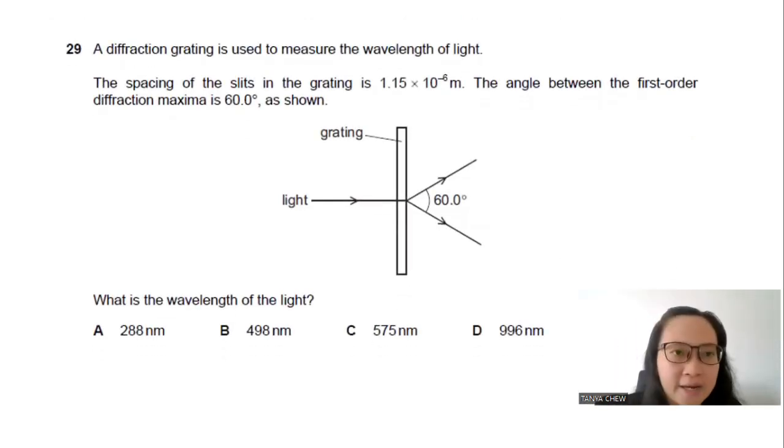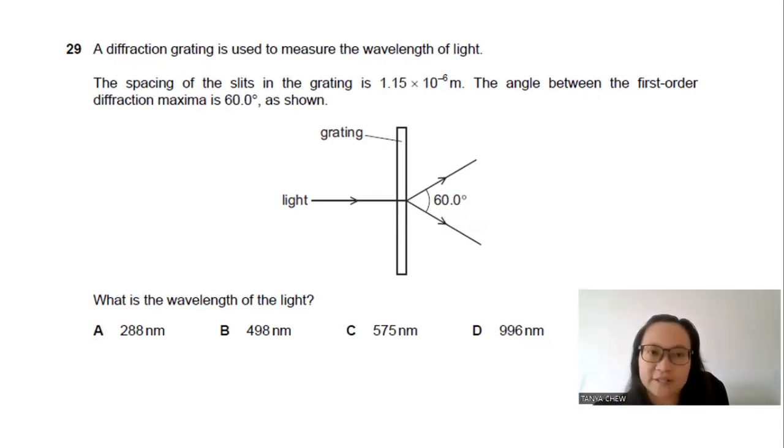Question 29. A diffraction grating is used to measure the wavelength of light. The spacing of the slits in the grating is 1.15 times 10 to the power negative 6 meter. The angle between the first order diffraction maxima is 60 degrees as shown. What's the wavelength of the light?